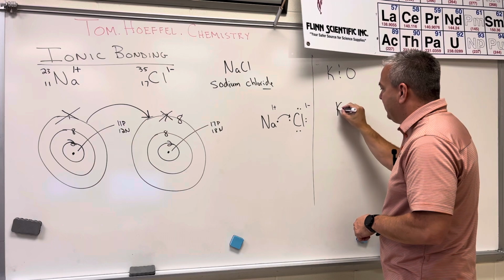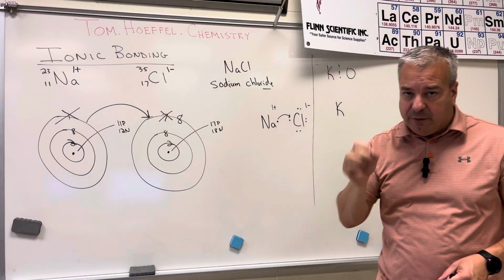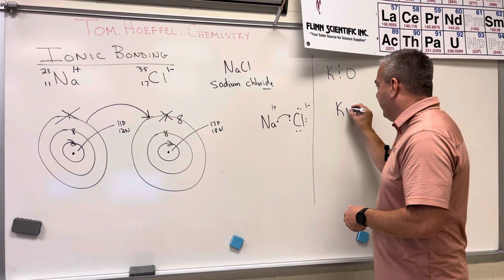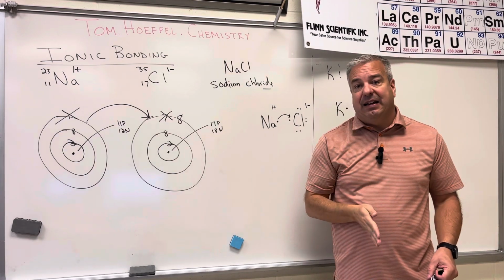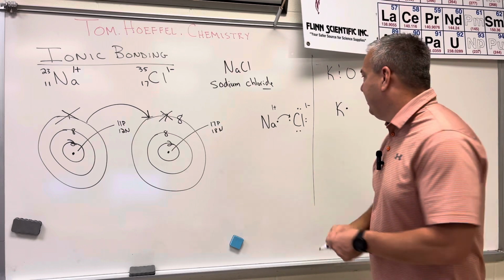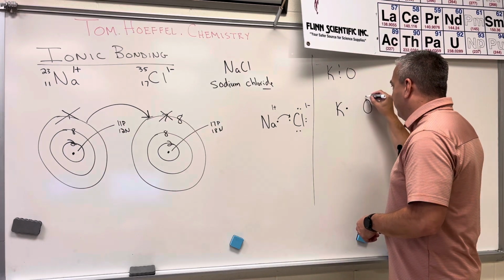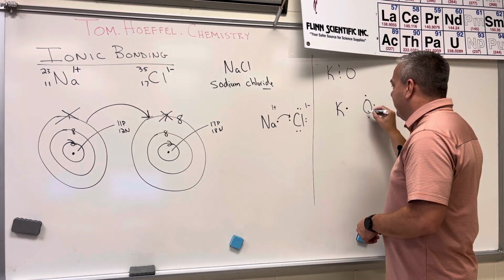If I look at where potassium is on the periodic table, it's in the first column, so it has 1 valence electron. Oxygen is in group 16, and group 16 has 6 valence electrons. So remember, we're going to distribute them as evenly as possible.